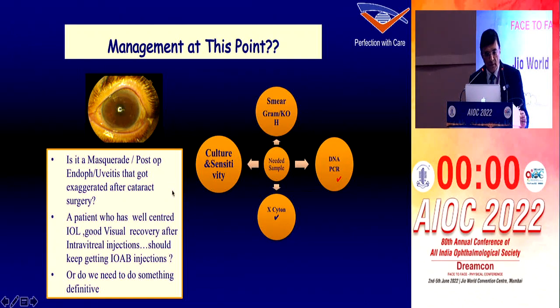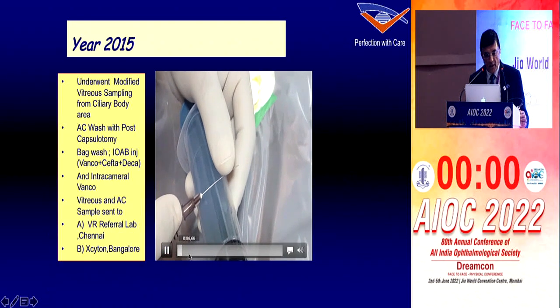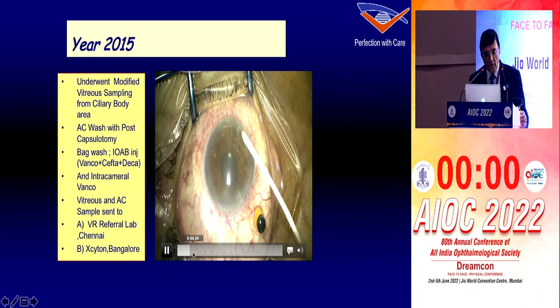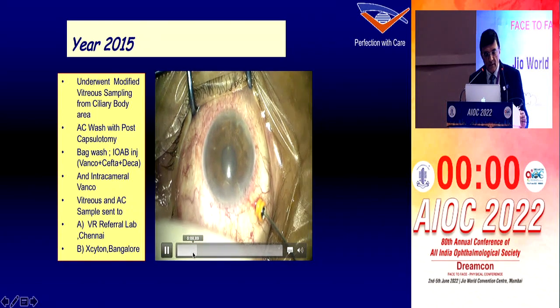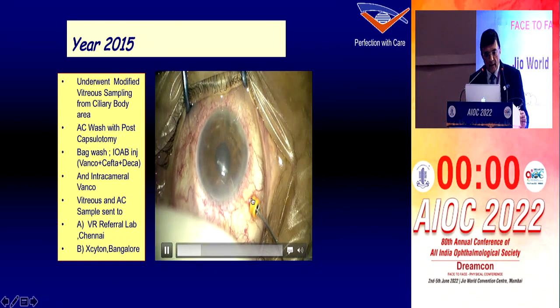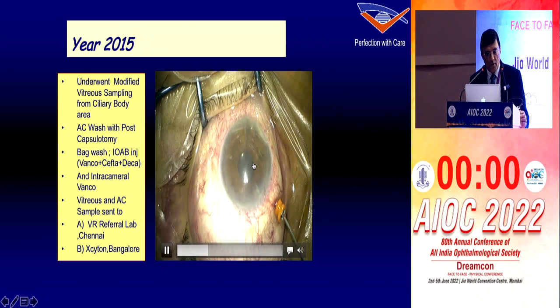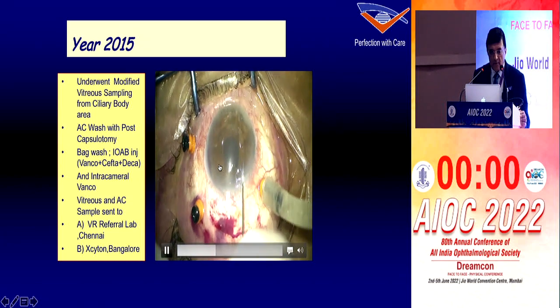So we were not sure whether it was a masquerade or something else, so we had to get a sample. The basic aim is that we have to have an organismal diagnosis. In this case, we did something unusual. We took a 32 millimeter long 26 gauge needle, which is used by thoracic surgeons. We went into the area of the zonules, because this patient had undergone 3 vitrectomies and yet was having a recurrent endophthalmitis.